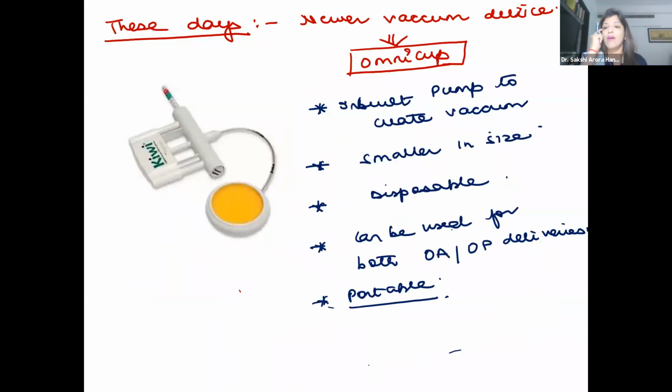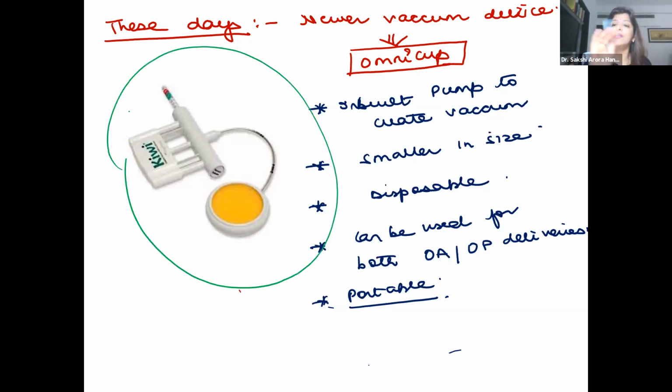These days we have Omni cups. Omni cups have an inbuilt pump to create the vacuum. They are very small in size. They are disposable cups and they are portable, right? So this is again the latest variety of vacuum which we have, that is an Omni cup, right? They may show you this image.